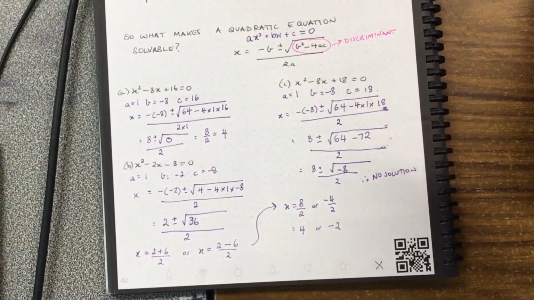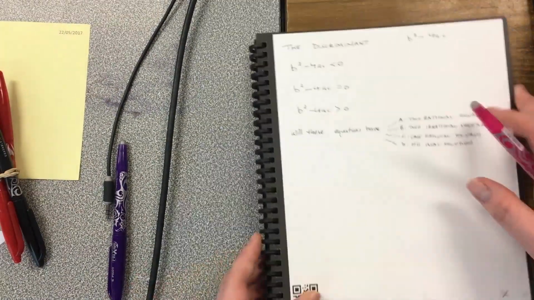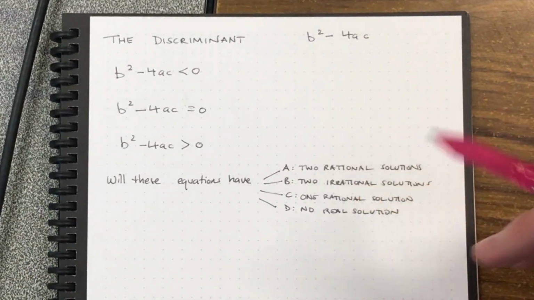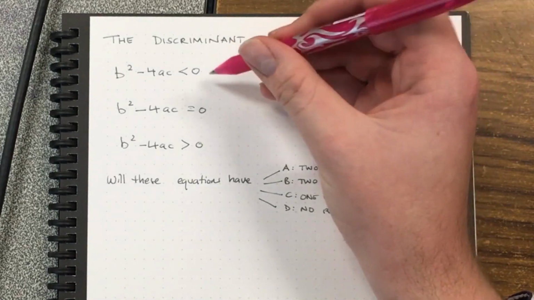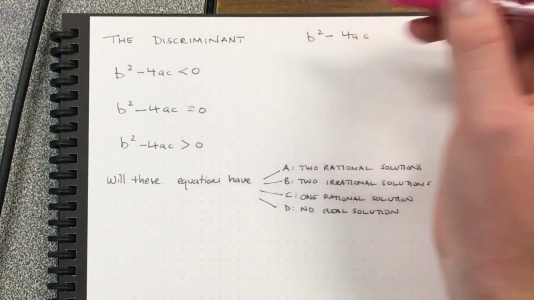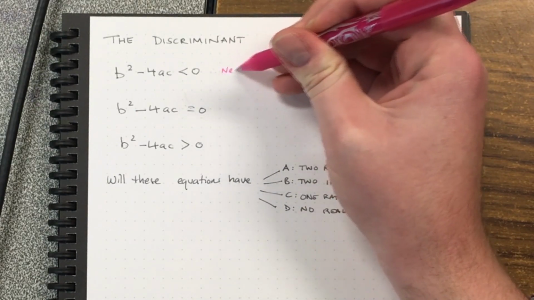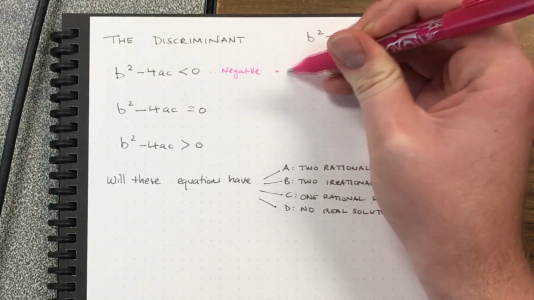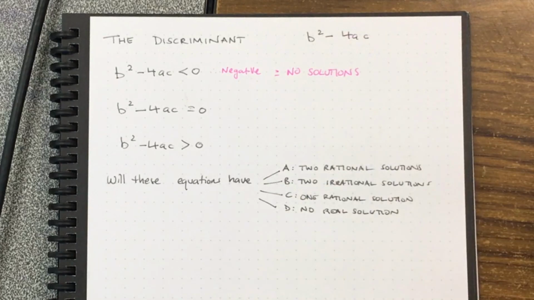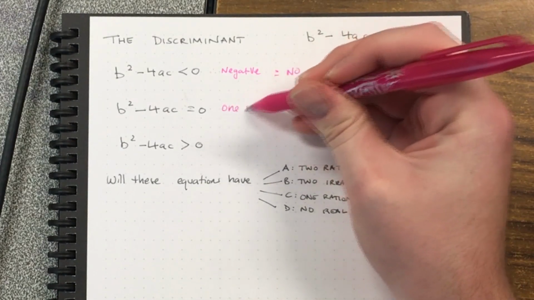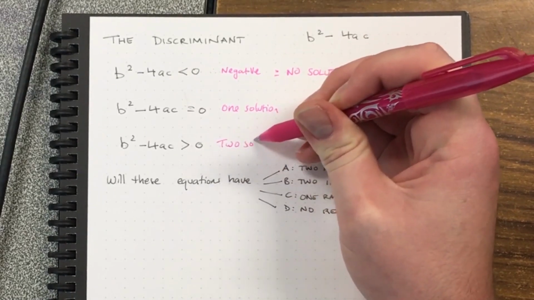So the discriminant is b squared minus 4ac. If b squared minus 4ac is less than 0, so therefore it's a negative, there are no solutions. If it equals 0, there is 1 solution. And if it's greater than 0, there are 2 solutions.